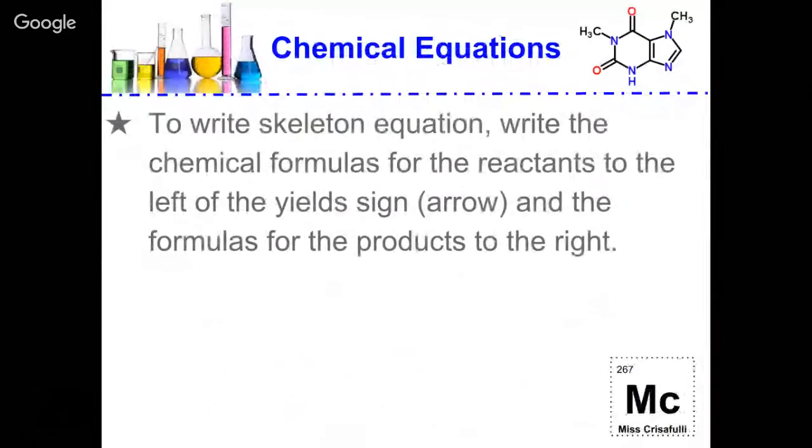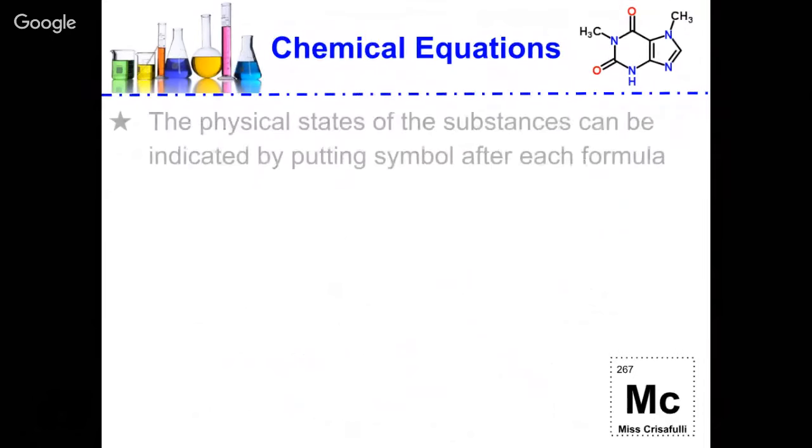To write, one more time, a skeletal equation, you're going to write your formulas for the reactants on the left side of the arrow, and you're going to separate, if there's multiple reactants, with a plus sign. And then you are going to write the formulas for your products on the right side, and if there's more than one product, you're going to separate them with a plus sign as well.